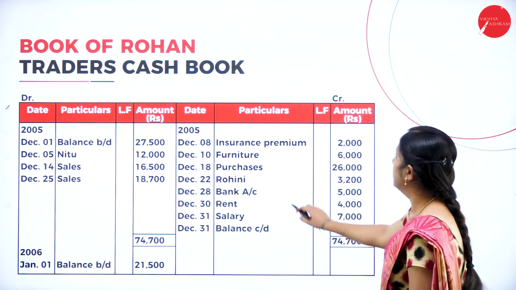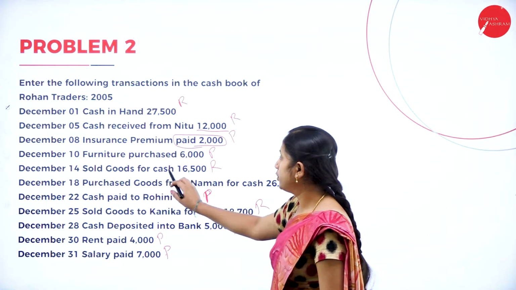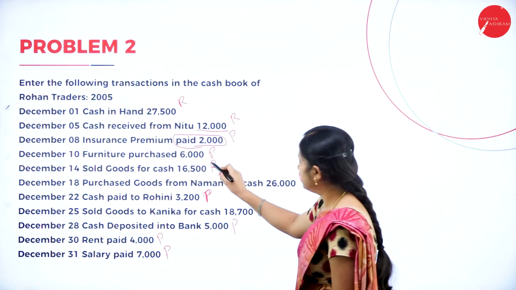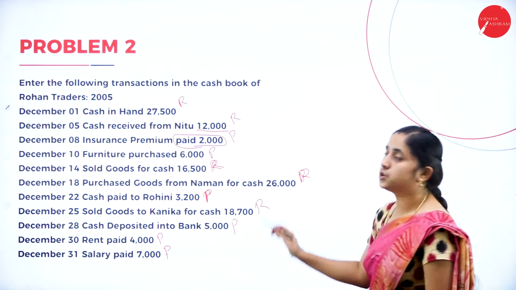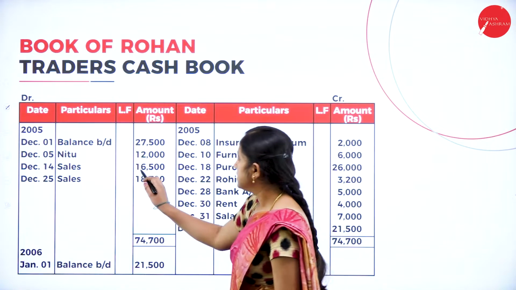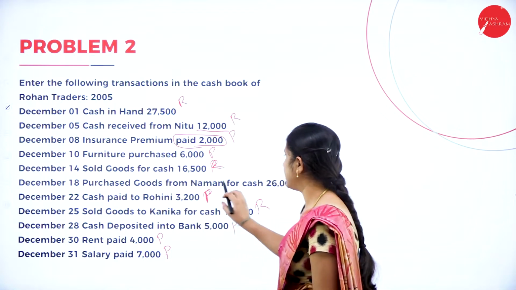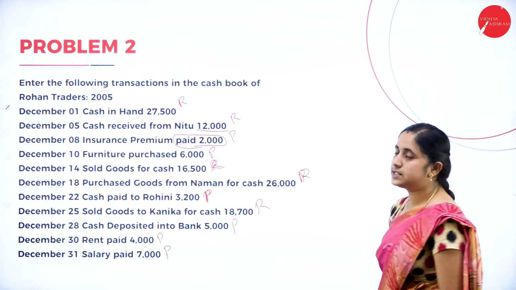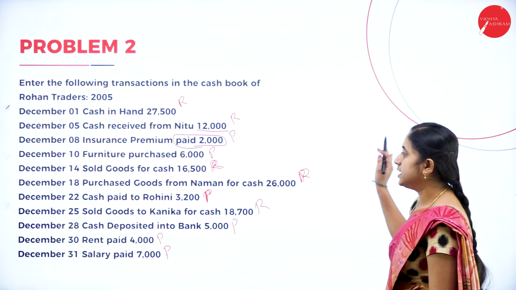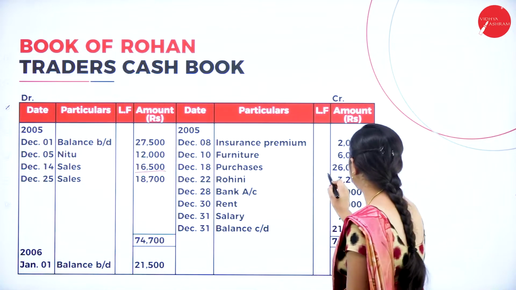December 10th, purchase 6,000. Next, sold goods for cash 16,500. Sales, this is the receipt, cash is coming in. So write on the debit side as sales rupees 16,500. Next, purchase goods from Naman for cash rupees 26,000. Purchase, this is the payment, so write on the credit side, purchase rupees 26,000.